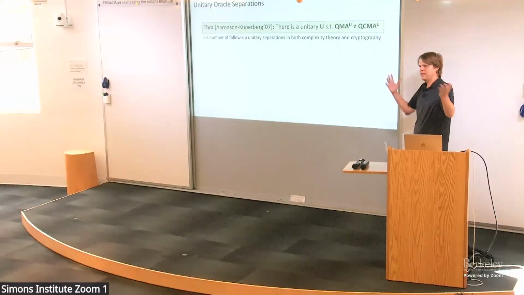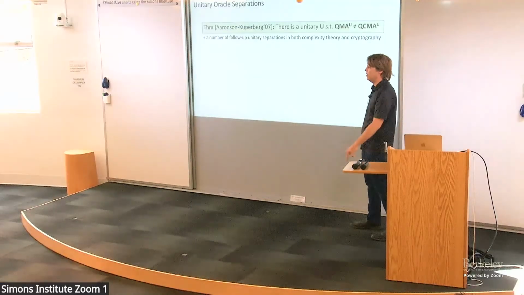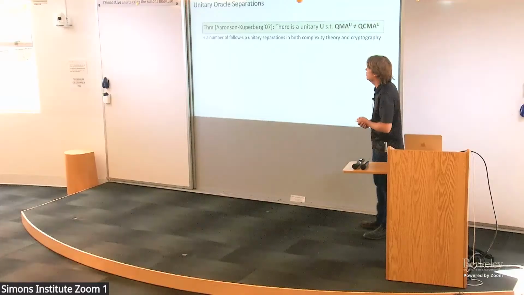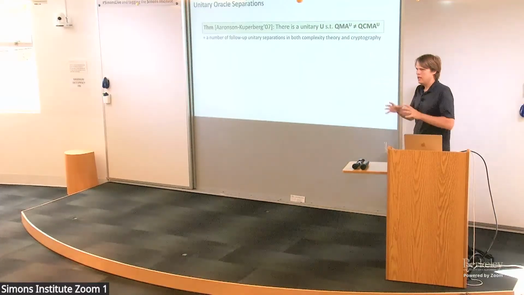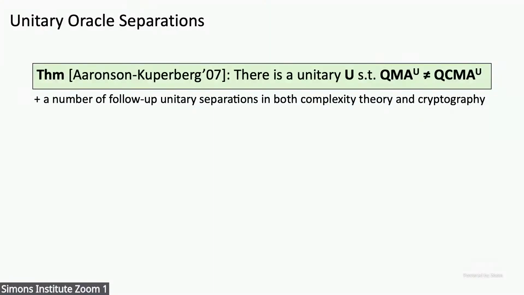So that was kind of an informal, intuitive take that we want to get as close as we can to the real world. Now I'm going to give you a bit more of a concrete example of why we should model things this way. Again, Ernst-Kuperberg showed that QMA and QCMA are separated relative to some unitary oracle U. And there have been tons of other separations in the literature. I just didn't bother listing them.